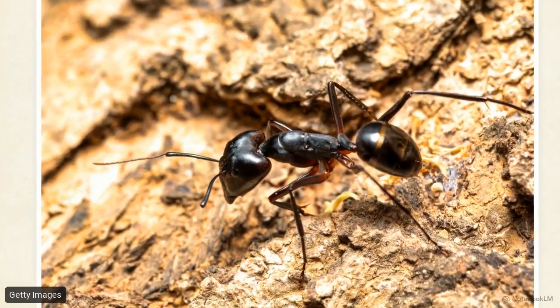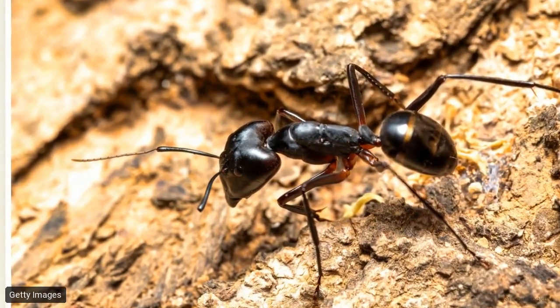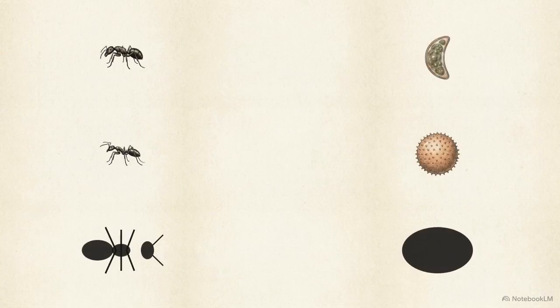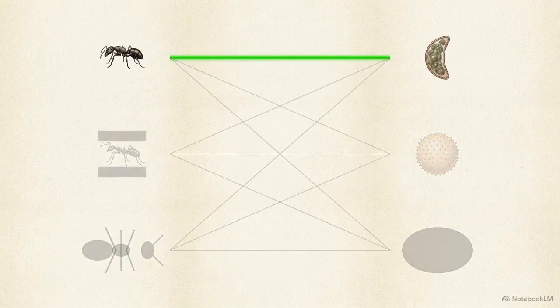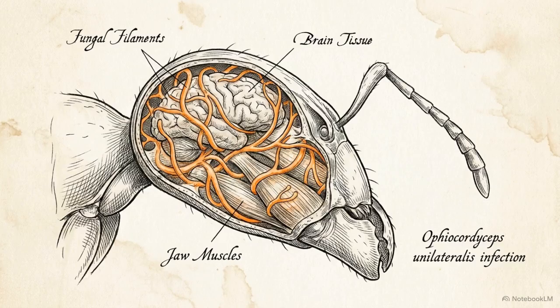The O. unilateralis core clade, for instance, specifically targets carpenter ants and forces them to bite onto leaves. Meanwhile, the Nymphophioides subclade targets neotropical ants, which don't exhibit the biting behavior and instead die among the moss carpets on the forest floor. This extreme biological targeting shows us that the fungus has evolved at the subspecies level. It doesn't use a one-size-fits-all attack. Instead, it perfectly exploits the unique behaviors and biology of one specific host ant to ensure its own survival.